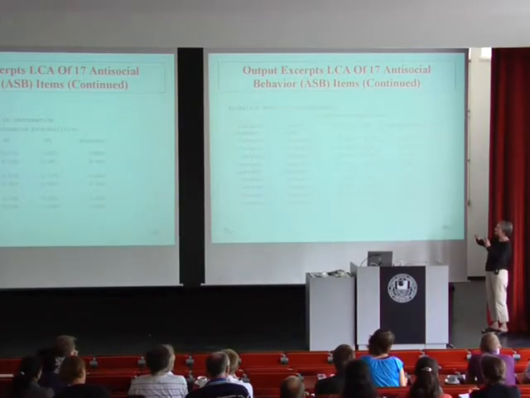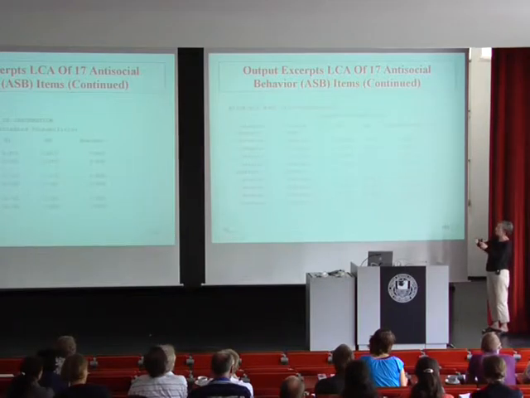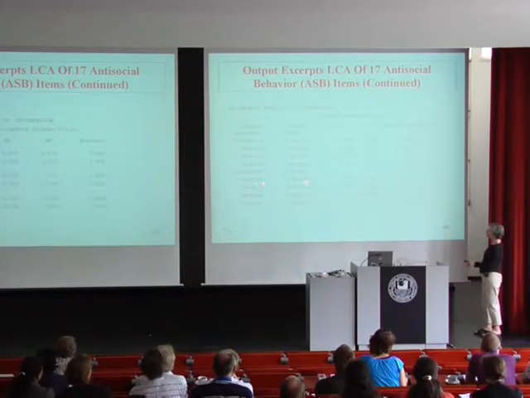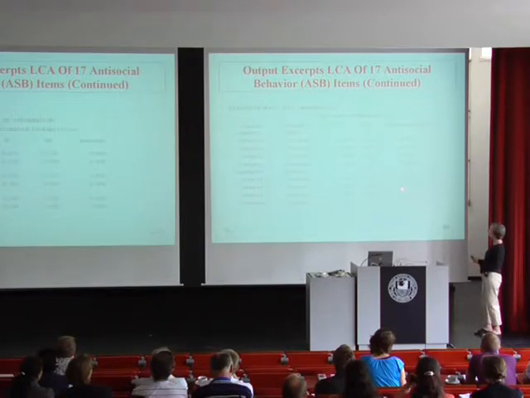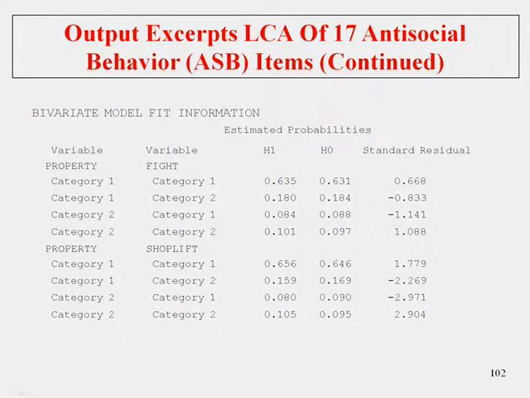So you have a 2 by 2 table, and you've got 1,1, 1,2, 2,1, and 2,2. So this tells you which cell of the table may not fit well. So here it's cell property value 1, shoplift value 2. That cell has a residual greater than 1.96. And so do these others.